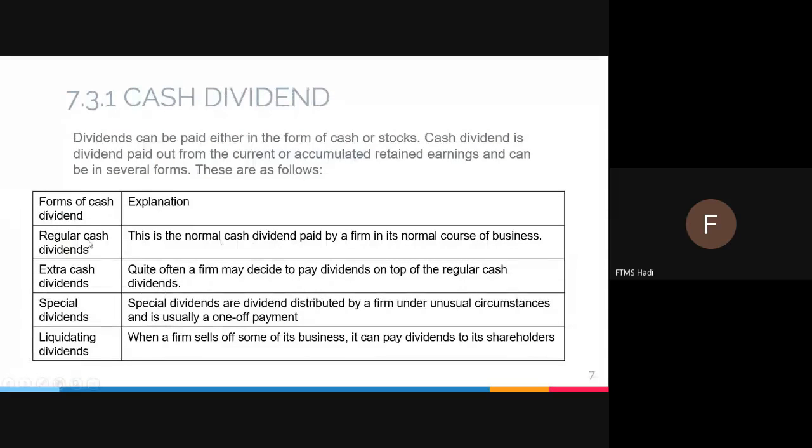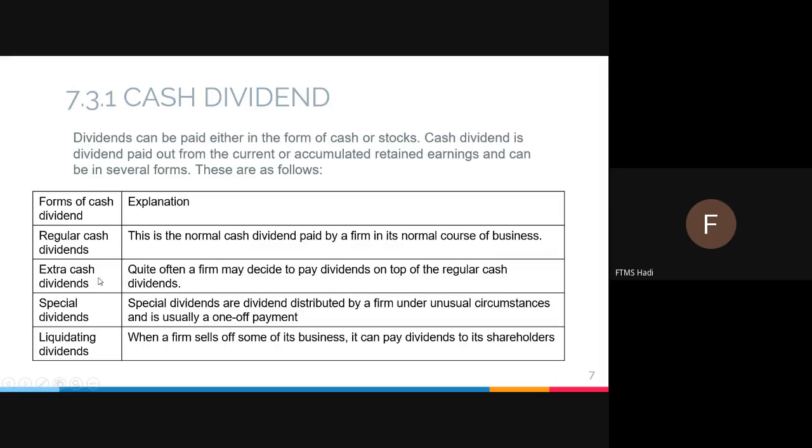There are several types of cash dividends: regular cash dividend, extra cash dividend, special dividend, and liquidating dividend. Regular cash dividend means it's a normal one, like the RHB one earlier, because it's more on an annual basis and it is more regular.